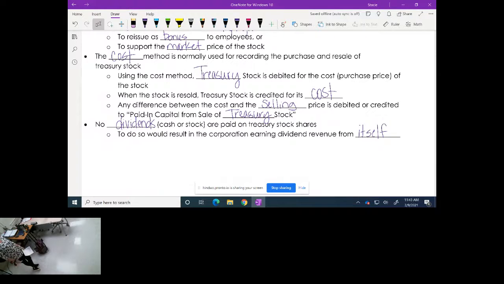When dividends, stock or cash, are declared, no dividends are paid on treasury stock shares. If the corporation pays dividends, they're not going to pay dividends on the treasury shares. That's like writing themselves a check. They're the owners of those shares, so they're not going to pay dividends on those shares. Does that make sense? Okay.